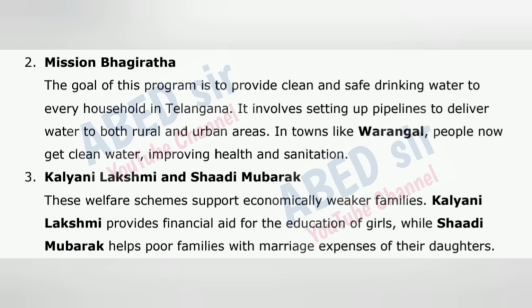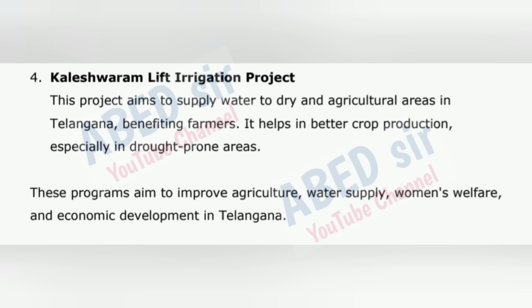3. Kalyani Lakshmi and Shadi Mubarak. These welfare schemes support economically weaker families. Kalyani Lakshmi provides financial aid for the education of girls, while Shadi Mubarak helps poor families with marriage expenses of their daughters. 4. Kaleshwaram Lift Irrigation Project. This project aims to supply water to dry and agricultural areas in Telangana, benefiting farmers. It helps in better crop production, especially in drought-prone areas. These programs aim to improve agriculture, water supply, women's welfare, and economic development in Telangana.